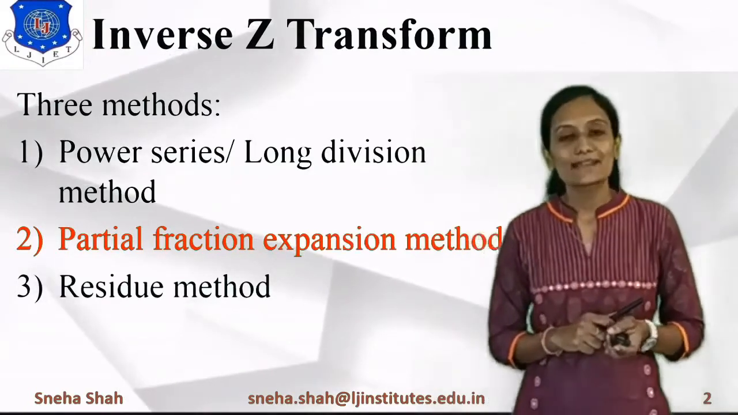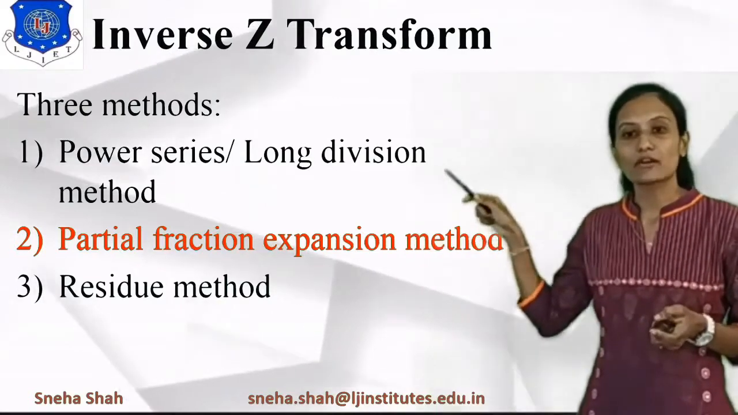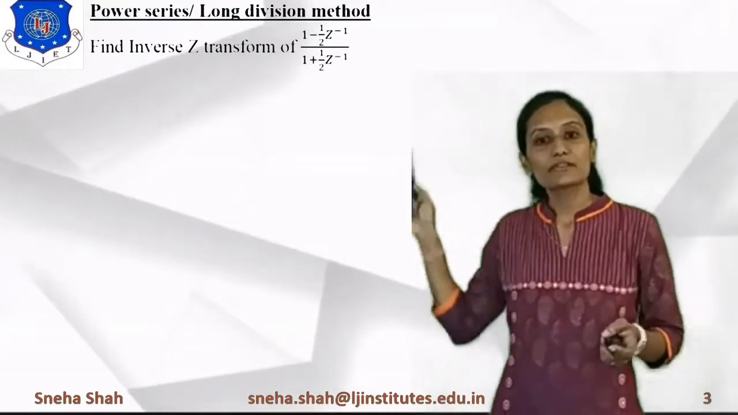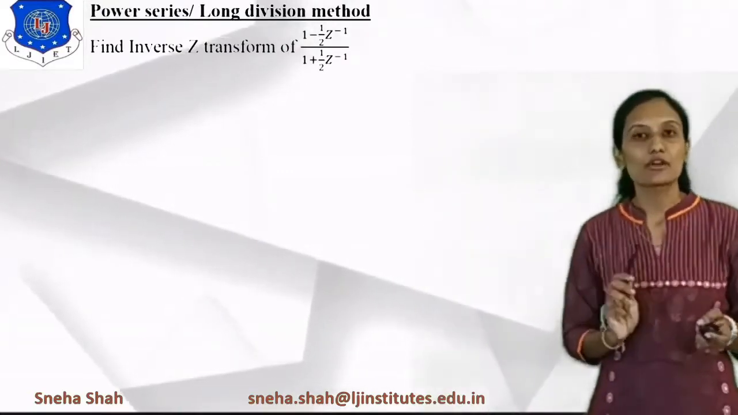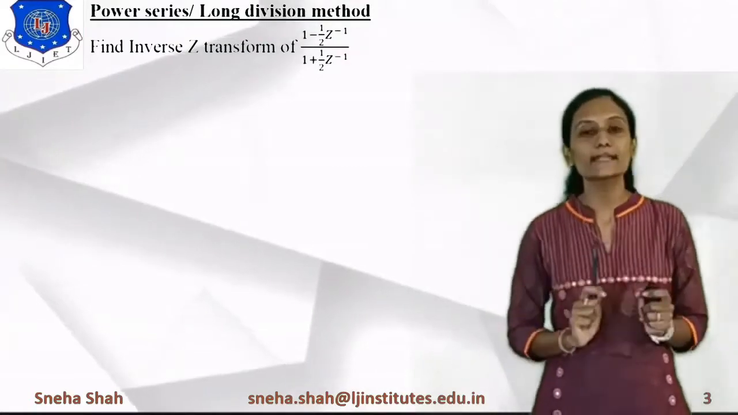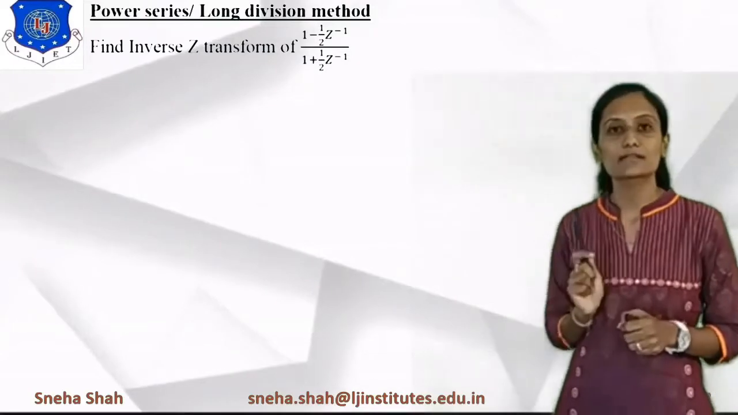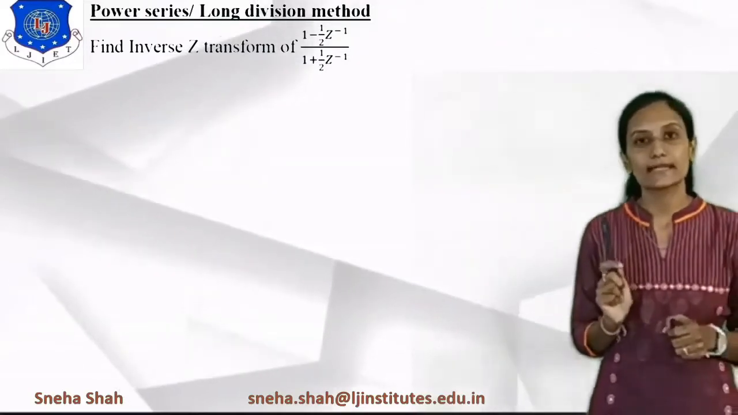So by using these three different methods, we will solve inverse Z transform examples. Now we are solving some examples based on the three methods. I am starting with the long division method. So the first method is the power series or long division method. By using this method, I am solving this example. Find the inverse Z transform of (1 minus 1/2 z^-1) upon (1 plus 1/2 z^-1).